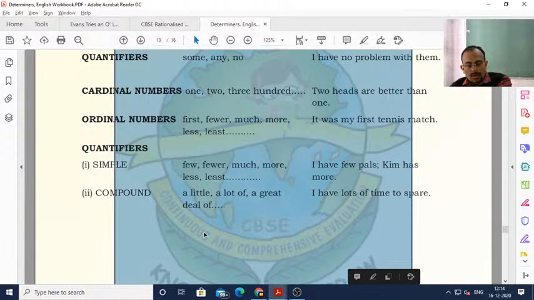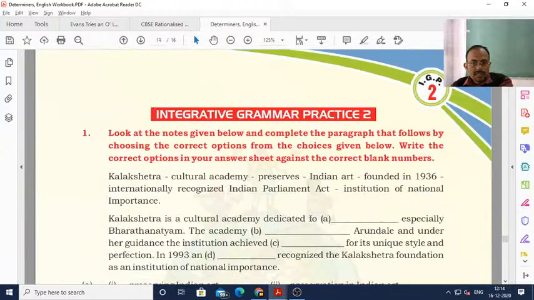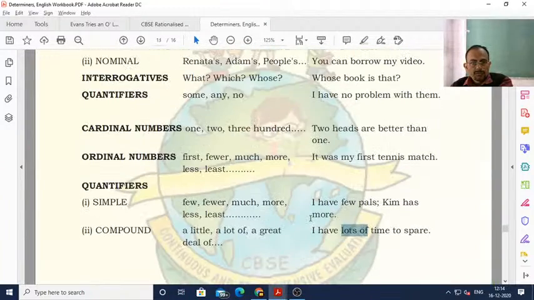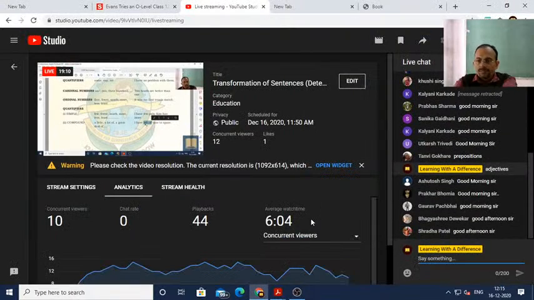And compound quantifiers are also determiners. I have lots of time to spare. Lots of is followed by time, which is a noun. So lots of is a determiner here. Understood? So these are some of the examples of determiners. Hopefully you have understood what determiners are.